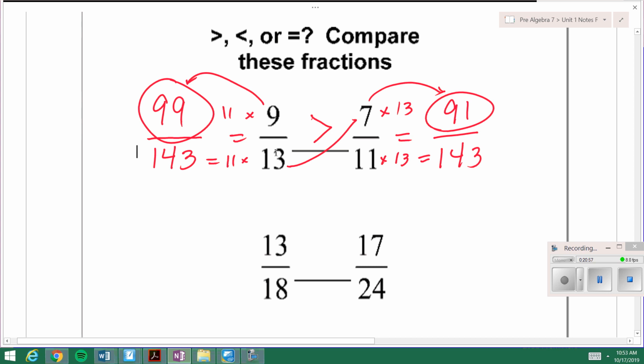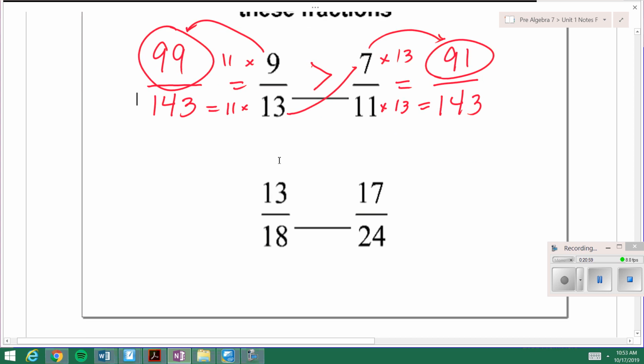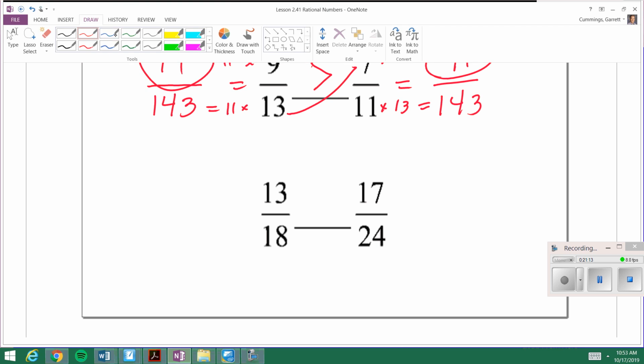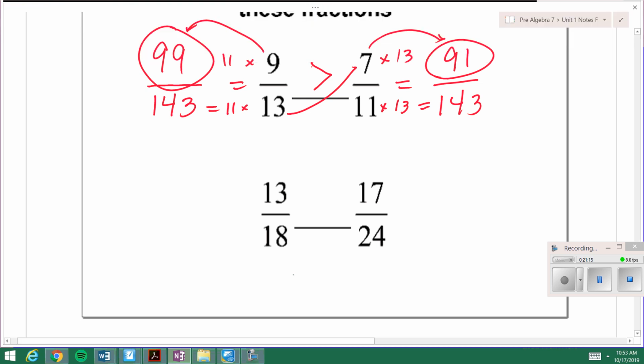Okay? Now, instead of 18 and 24, instead of making a common denominator by multiplying these two values together, 18 times 24, they're kind of big. It might be prudent, it might be wise for me to consider what is called the LCD. Okay, that is the lowest common denominator. So what is the lowest number that 24 and 18 both go into?